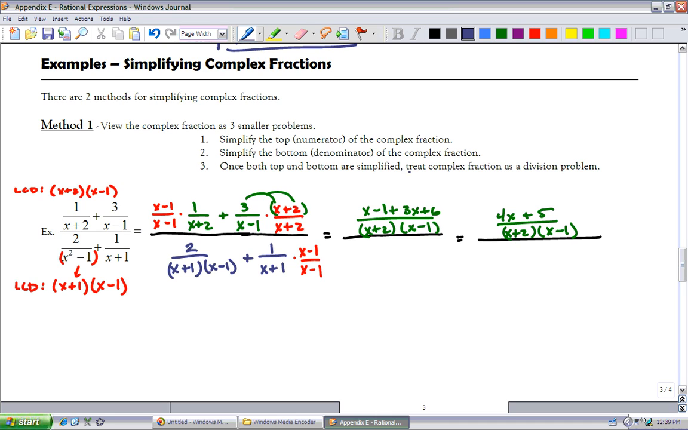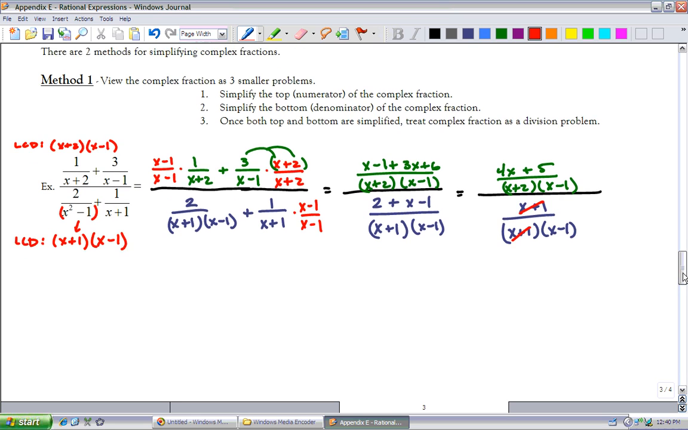Now we have our common denominator in the bottom of this complex fraction. And I end up with 2 plus the quantity x minus 1 all over x plus 1, x minus 1. So I'm just working with the bottom there. And if I simplify that, I end up with x plus 1 over x plus 1, x minus 1. Now, is the bottom as simple as it can get? No. We can actually cancel out that factor of x plus 1.